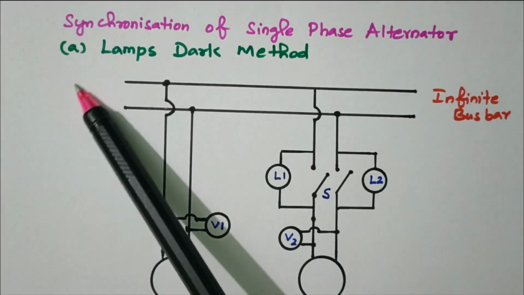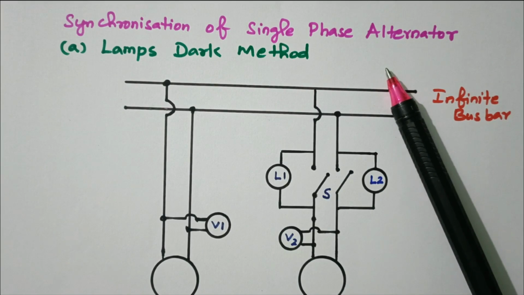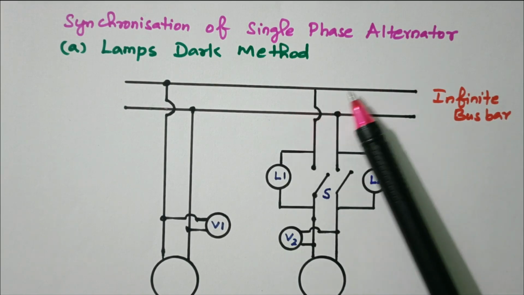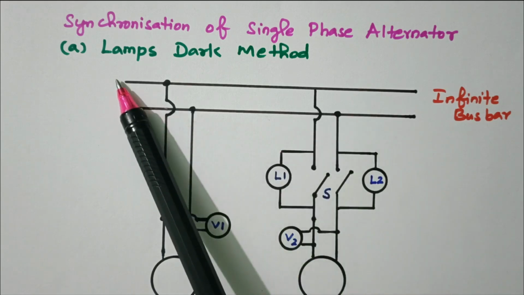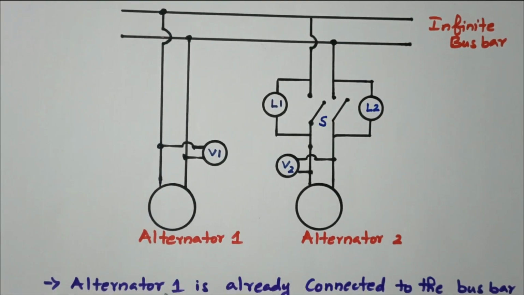Now we'll see the synchronization of single phase alternator. There are two methods available: lamp dark method and lamp bright method. First we'll see the lamp dark method. Now we'll refer to the diagram.